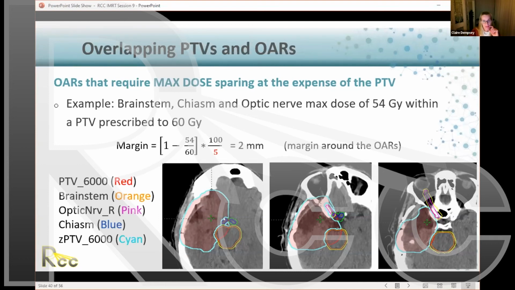So we then have this optimization structure that will be the PTV we use for optimization, noting that this part of the PTV will not receive 60 gray, but it is still considered the PTV because of the definition of how it must be drawn. So it's a difficult concept to get. And I really recommend that when you're doing this, you're sitting with your radiation oncologist to make sure that everybody's clear, particularly in the early stages, about what you're doing when you're creating these structures.